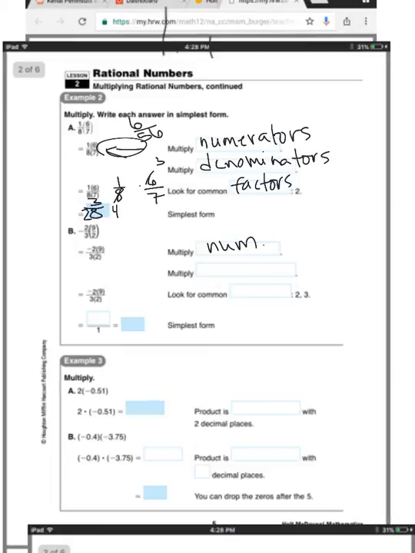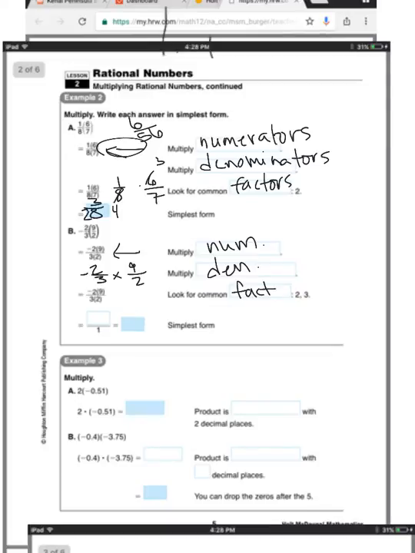I'm just going to put NUM because I don't want to write it out. And then we're going to multiply the denominators. So here it gives those, or we could write it out as negative 2/3 times 9/2. Okay, and then we're going to look for the common factors.